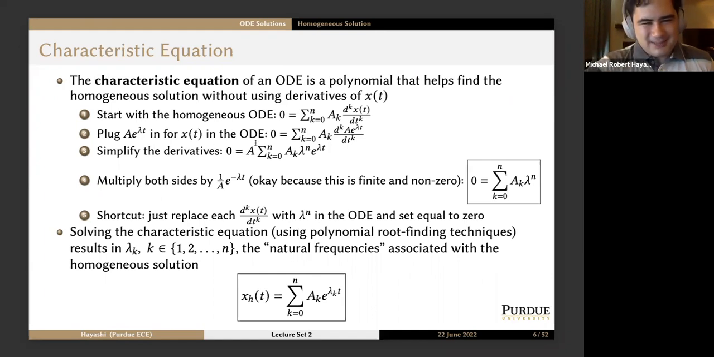We multiply both sides by 1 over a e to the negative lambda t, and that's okay because this is a finite quantity, and the only time it's 0 is at infinity, so it's not like we're wiping out anything by multiplying by 0. This is finite and non-zero. So when we do that, we're going to be left with 0 equals the sum from k equals 0 to n of a sub k lambda to the k power. Again, correction.